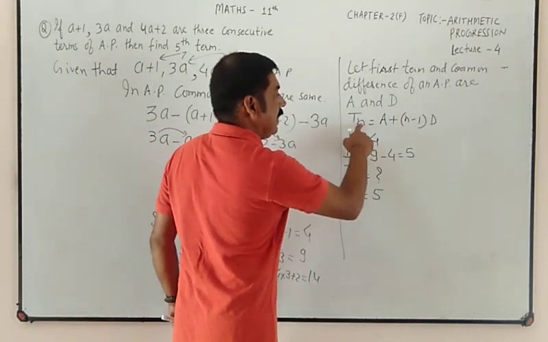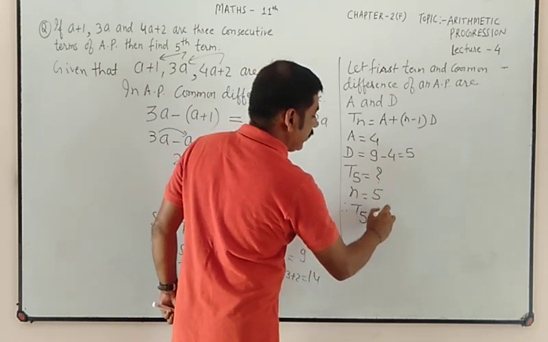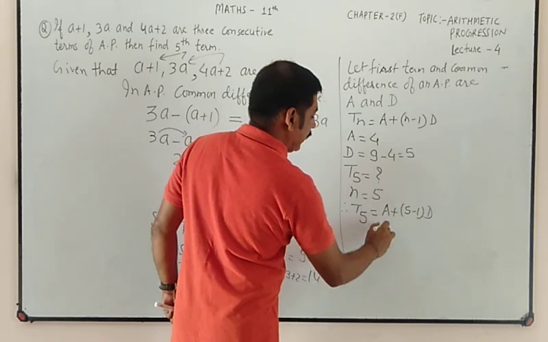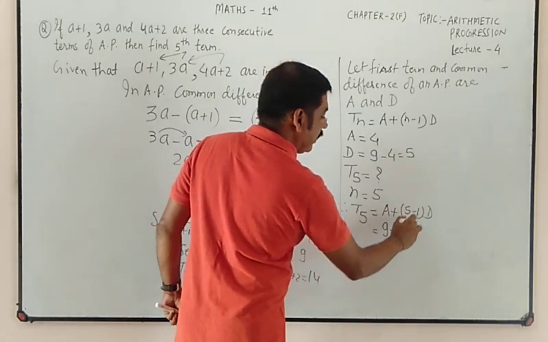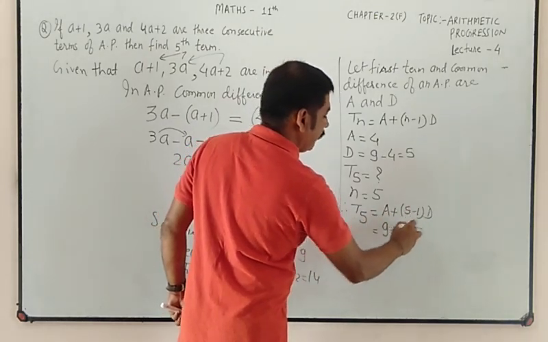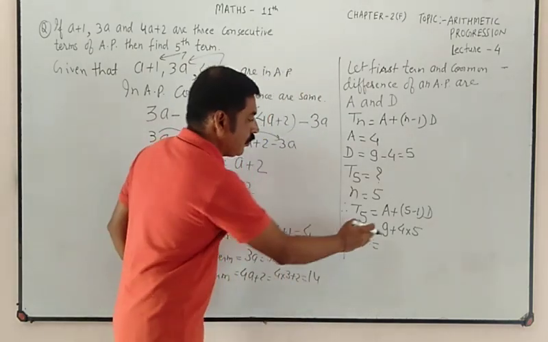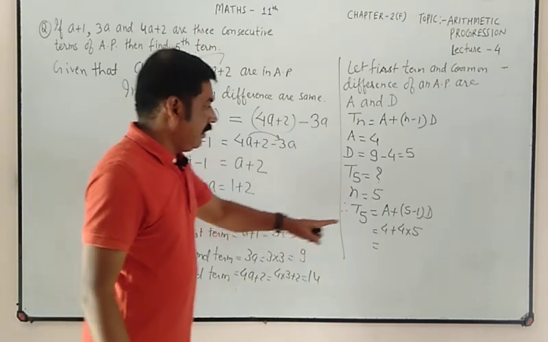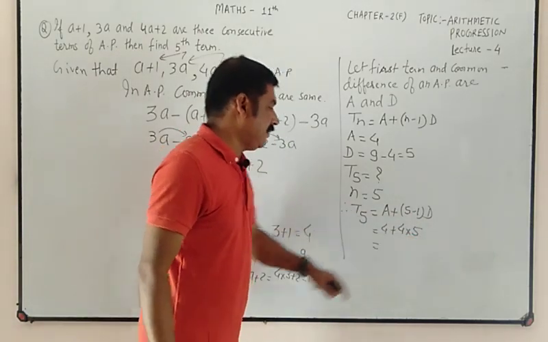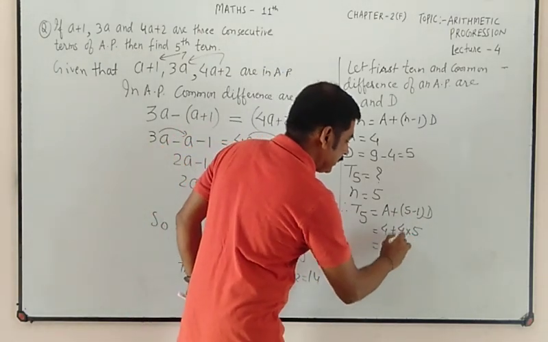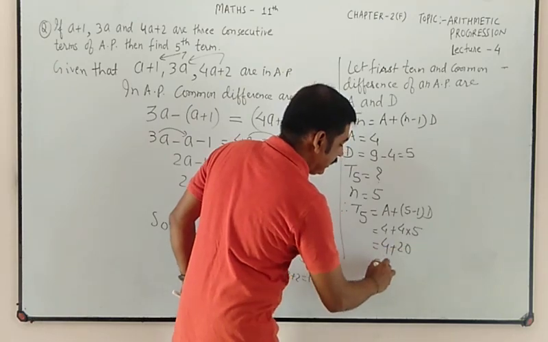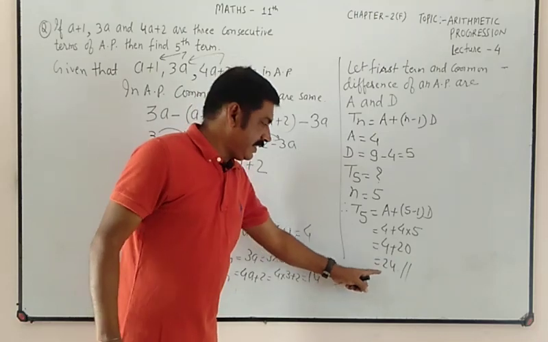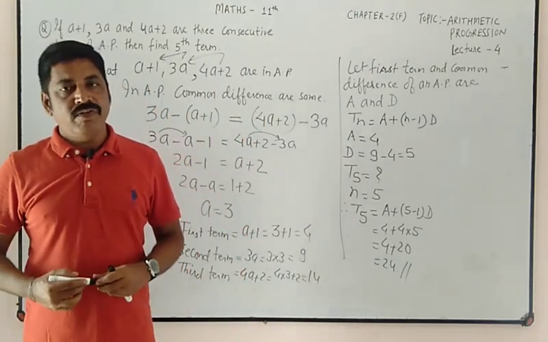So now put n as 5. T5 is equal to A plus 5 minus 1 into D. Capital A 4, 5 minus 1 is 4, and D is 5. So 4 plus 5 fours are 20, 24. So the fifth term of the series is 24.